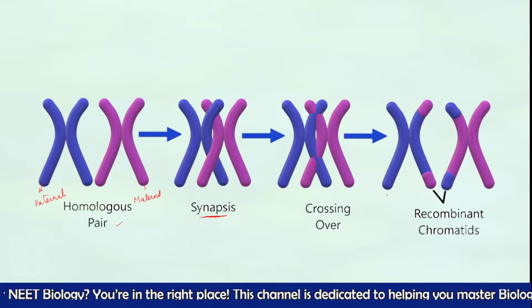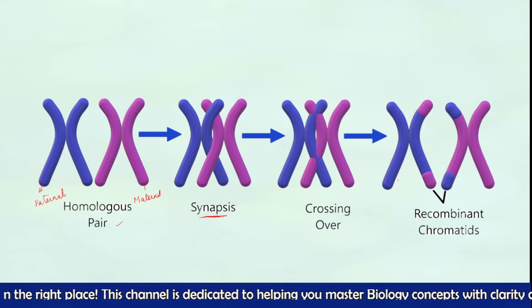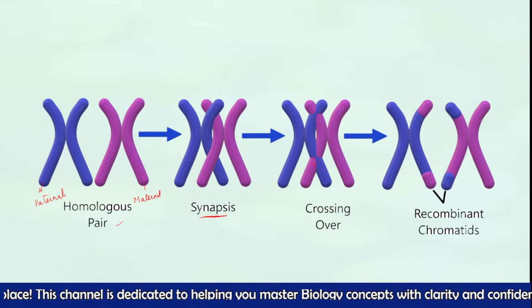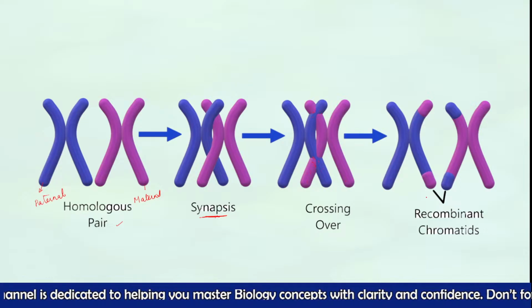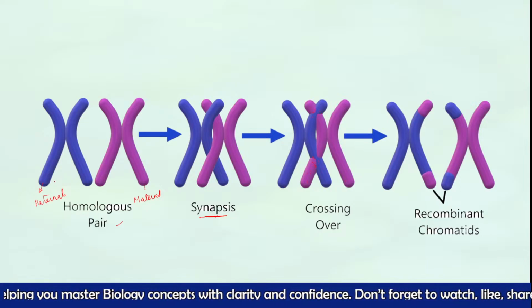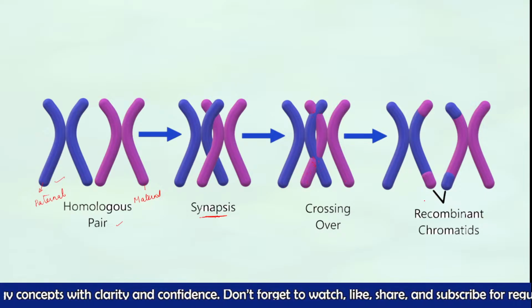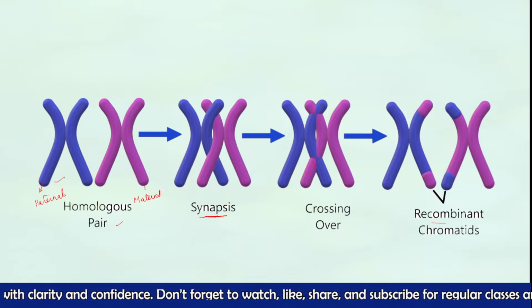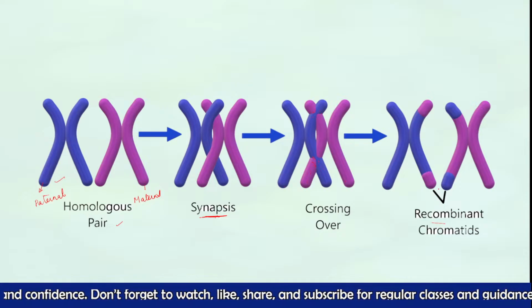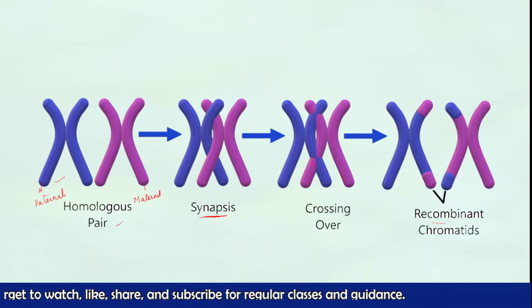Okay, that's what happens: the maternal and paternal chromosomes cross over each other, and then they cut the part and exchange their material. Now see the last chromosome and compare it with the first one, and you can see some changes in the chromosome structure. That is called recombination. So now these chromatids are called recombinant chromatids.